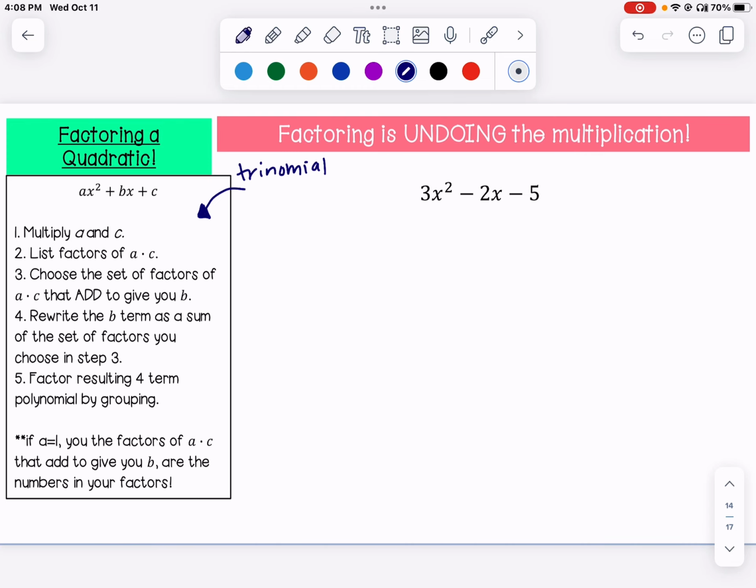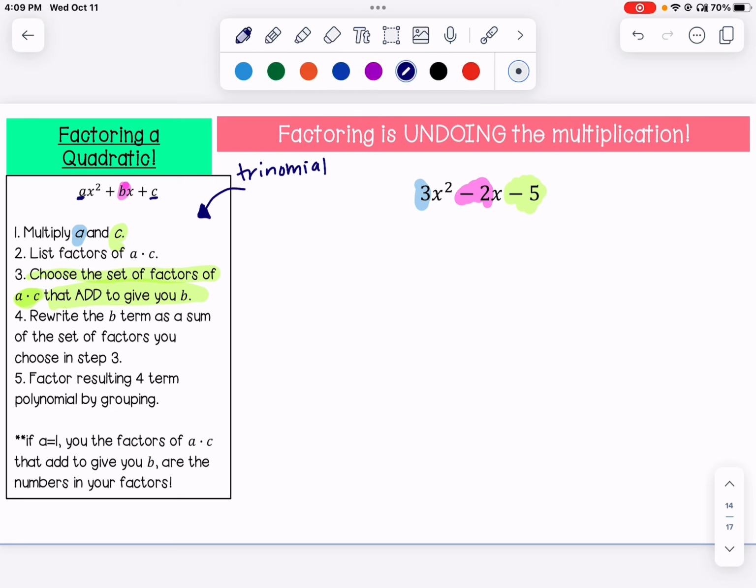a and our c terms. So we're talking about the coefficient at the very front and the constant at the back. So for here, when I'm talking about my a term, I'm talking about 3. When I'm talking about my c term, I'm talking about -5. Our end goal is to determine the set of factors of a and c, so the things that multiply to give me a and c and that add to give me my b term. So when I'm talking about b here, I'm talking about -2.